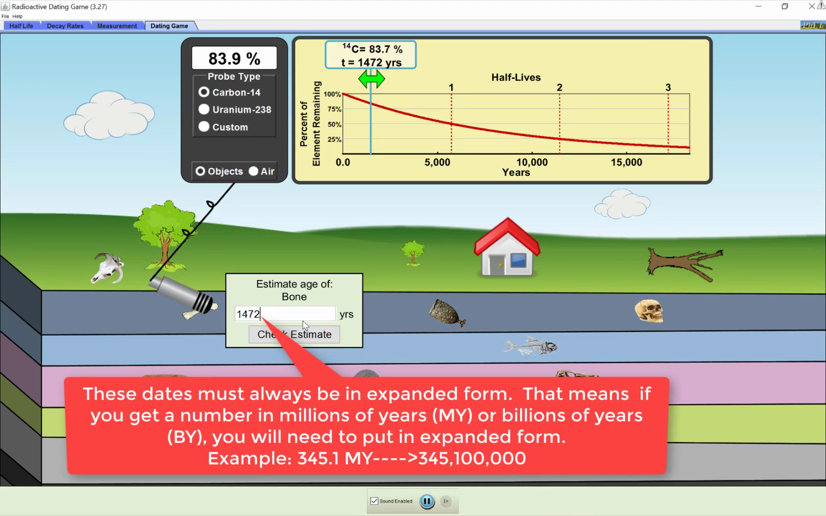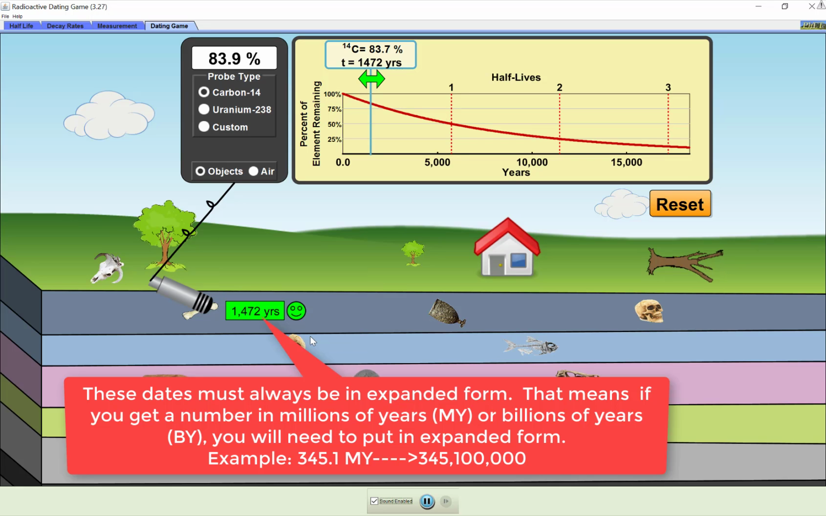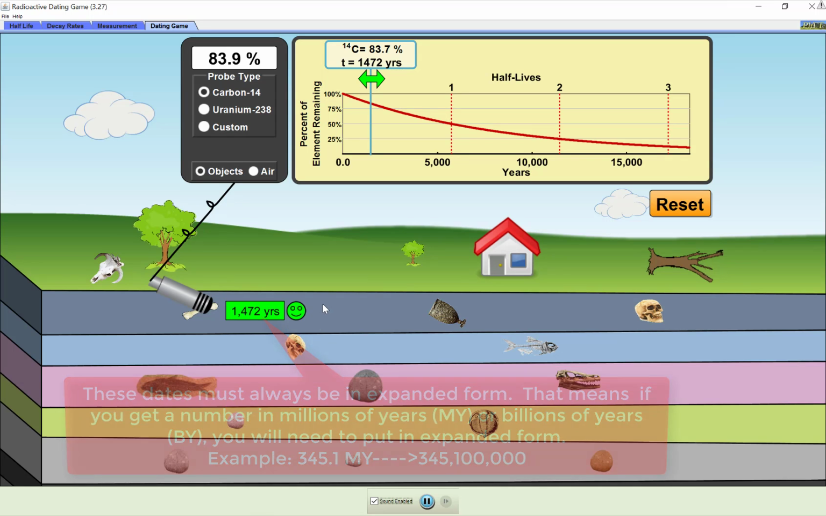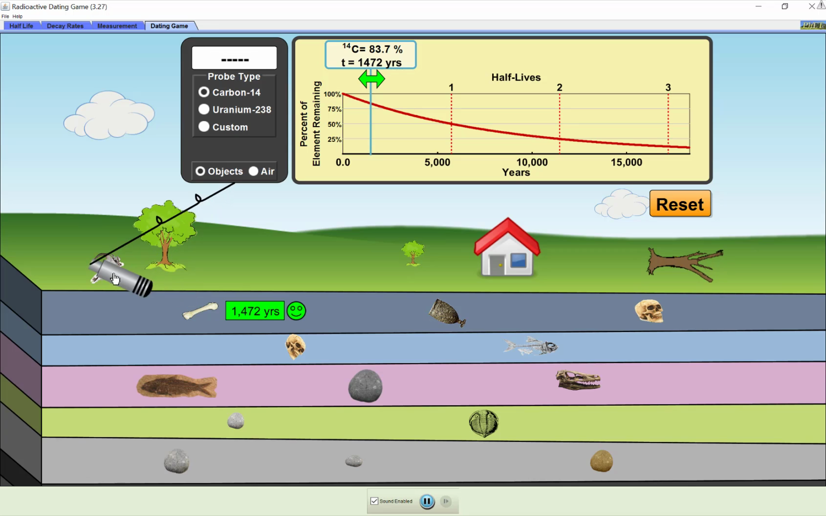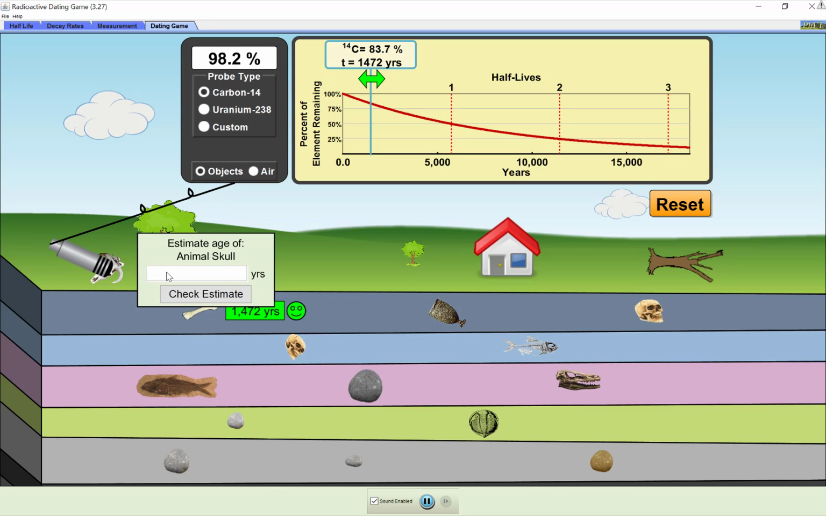Now, since it couldn't get to exactly 83.9, there is a range of acceptable answers here. And to check your estimate, it'll give you this nice little sign. If, for example, you did something wrong, saying this is 1,000,000, it's going to give you the no. And you want the right answer, obviously.